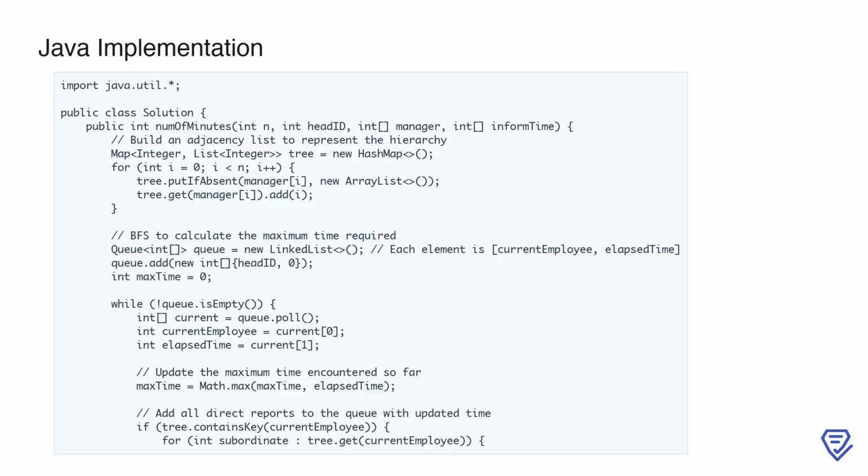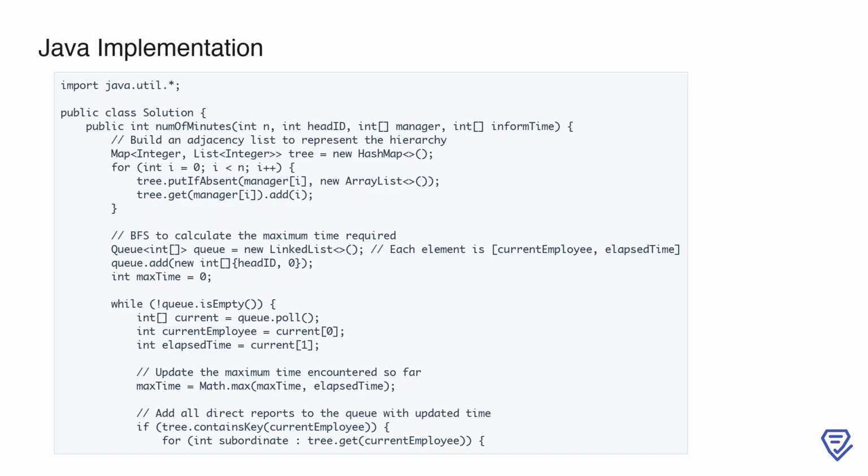The first step in our implementation is to build an adjacency list, which will represent the organizational hierarchy as a tree structure. This is achieved using a hash map, where each manager points to a list of their direct subordinates. We iterate through all employees, adding each one to the list of their respective manager.